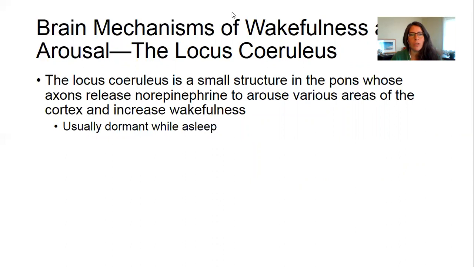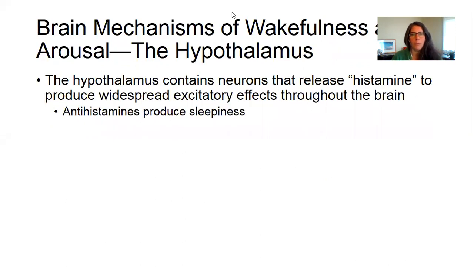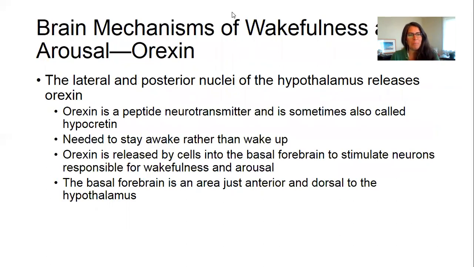The locus coeruleus also plays a role in wakefulness and arousal. It's a small structure in the pons, and the axons release norepinephrine to arouse various areas of the cortex and increase wakefulness. Right, so this area is usually dormant while asleep. The hypothalamus contains neurons that release histamine to produce widespread excitatory effects throughout the brain. If any of you have taken antihistamines for allergies, they produce sleepiness, which I'm sure you're aware of. There are labels that say don't take these and then operate heavy machinery, and so on.